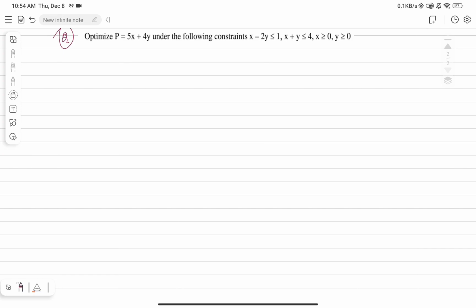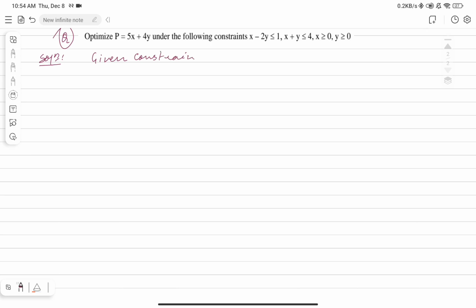Today in this video I'm going to discuss a problem in linear programming. What we have to do here is optimize the given objective function. Optimization means we have to either maximize or minimize the given function. Certain conditions are given here, we call them constraints, and the constraints are linear inequalities.